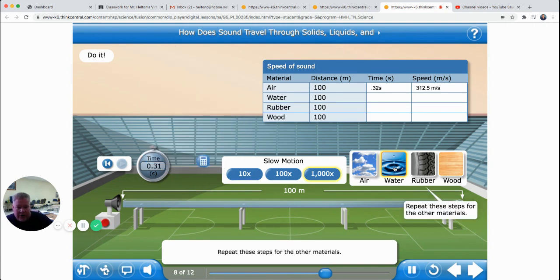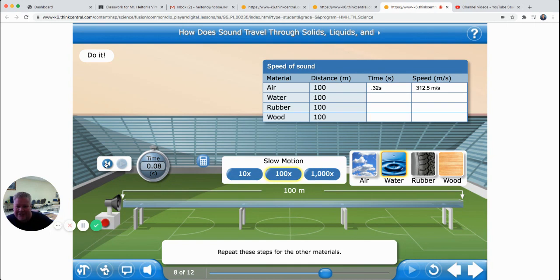Let's choose the water. Repeat these steps for the other materials. And we'll keep it at 10 times there. And reset. We've got it moving through water now. I better get ready. It's going to go faster, isn't it? Here we go. Whoa. 0.08 seconds. I couldn't hardly catch that one.